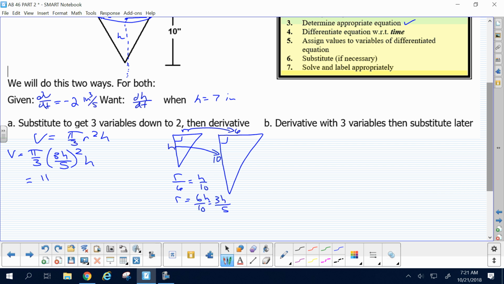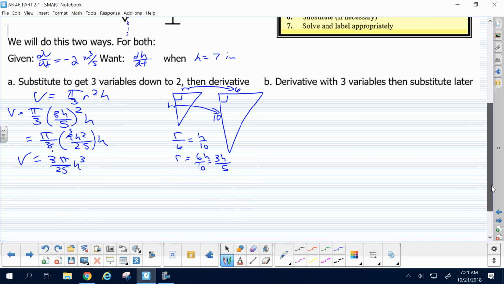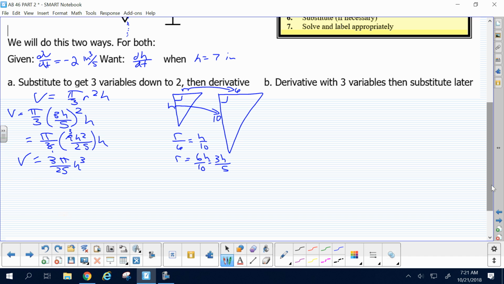Cleaned up then, I'm looking at pi over 3 times 9H squared over 25 times H. Take the 3 out, and I get 3 pi over 25 H cubed for a volume equation. Now that is easy to work with for the calculus. I could take the derivative with respect to time. dV/dt is 9 pi over 25 H squared dH/dt.